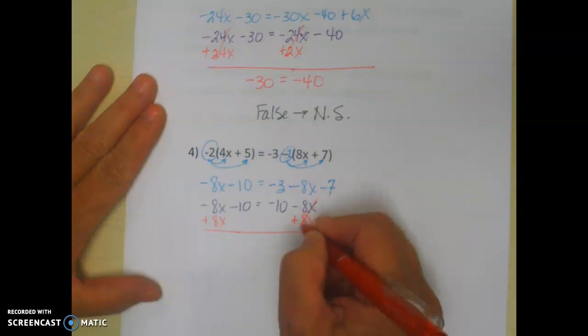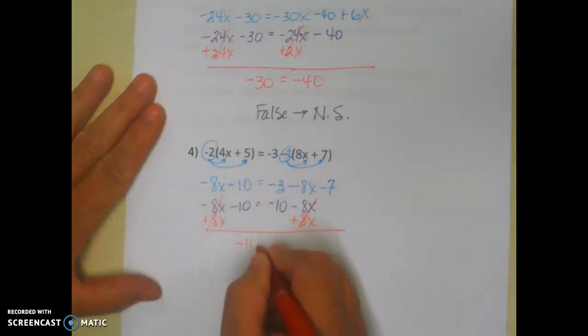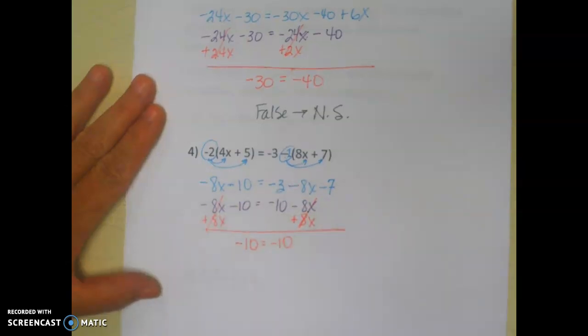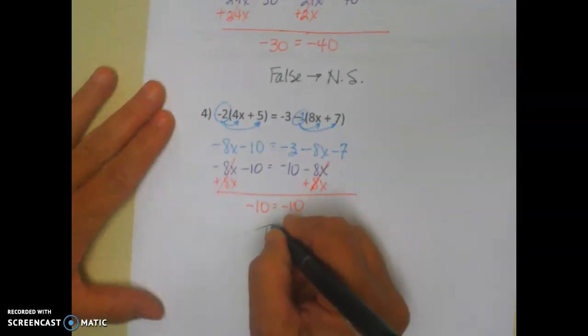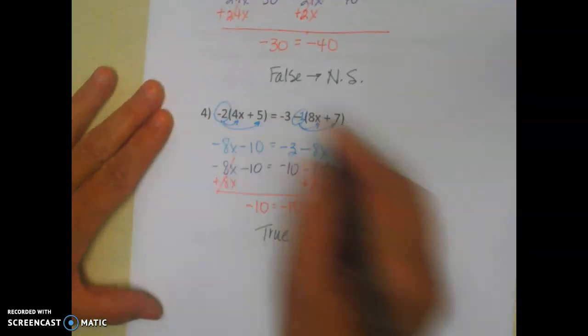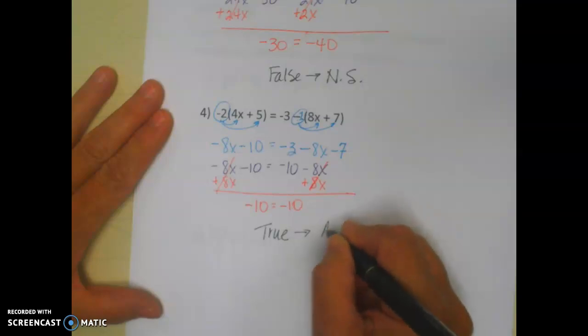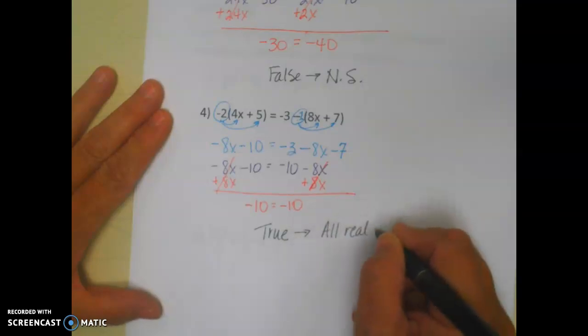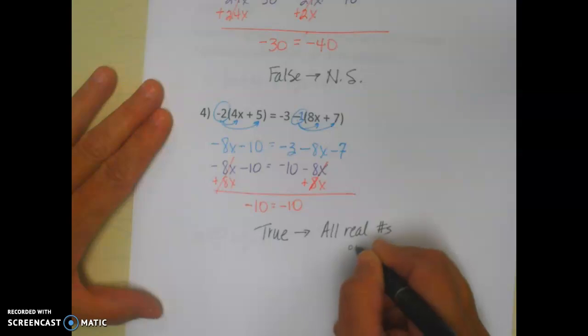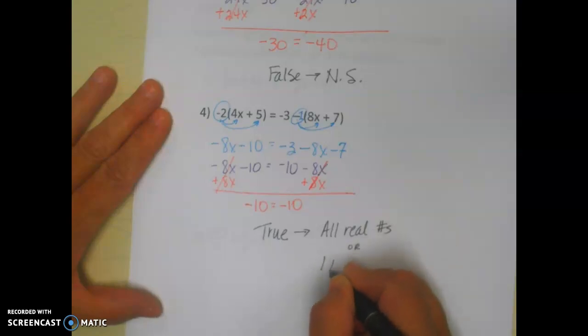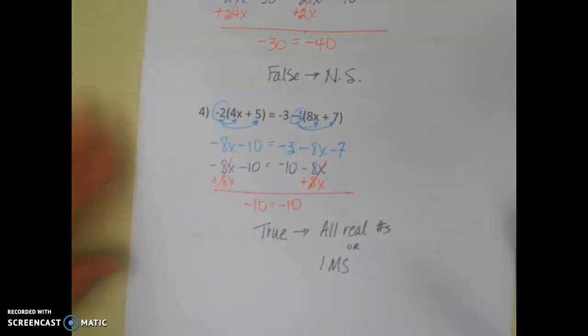And the 8x's are both going to cancel, and we're left with negative 10 equals negative 10. This time what we have is a true statement because negative 10 does equal negative 10. We don't have any variables, so this means that this is all real numbers. Or some of you learned infinitely many solutions, or IMS. And that's it for the section.